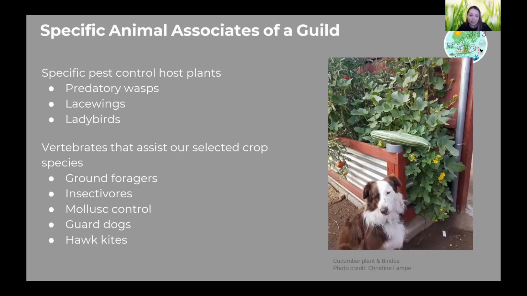We have made reference in pest control to the host plants. These can be specified by observing, researching, or selecting plants to host specific predatory insects or organisms.